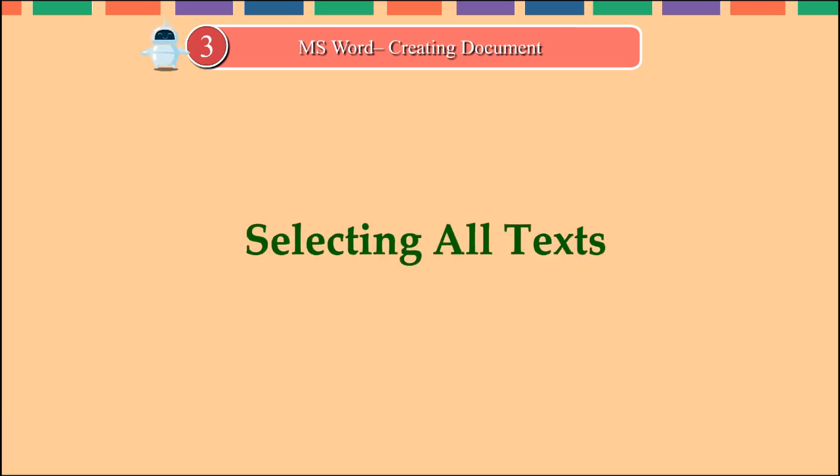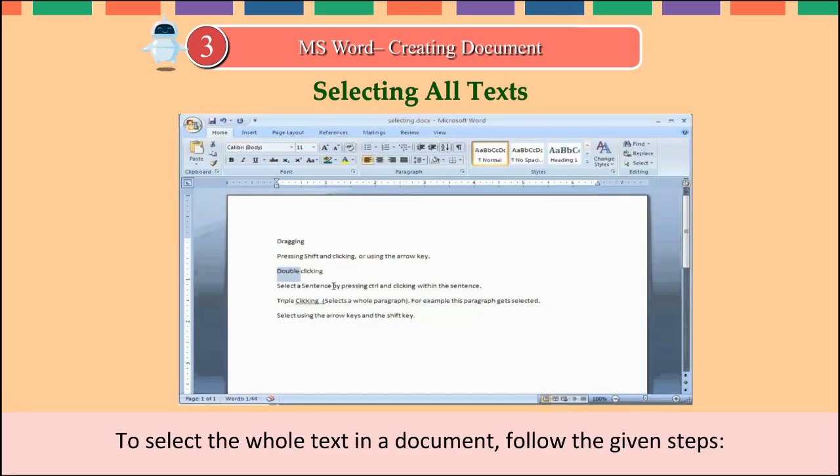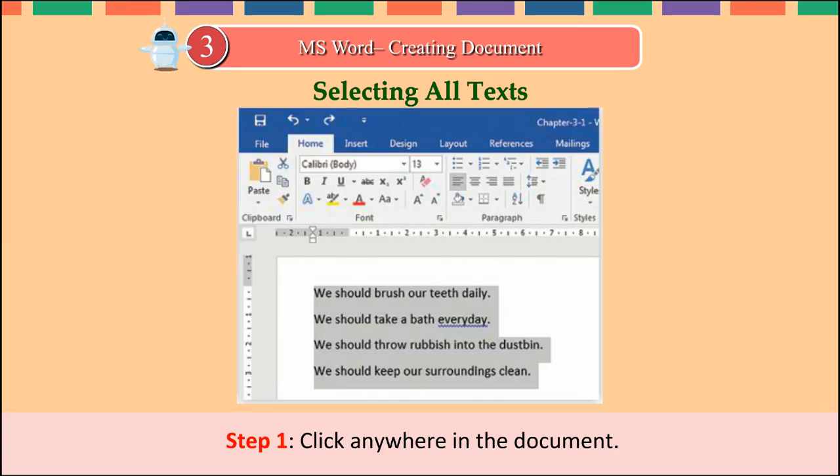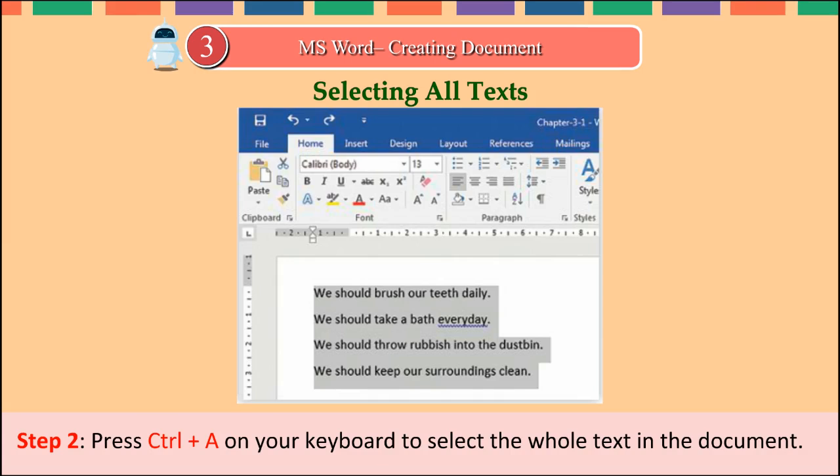Selecting all texts. To select the whole text in a document, follow the given steps. Step 1. Click anywhere in the document. Step 2. Press Ctrl+A on your keyboard to select the whole text in the document.